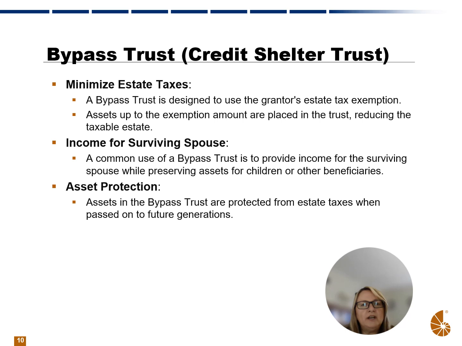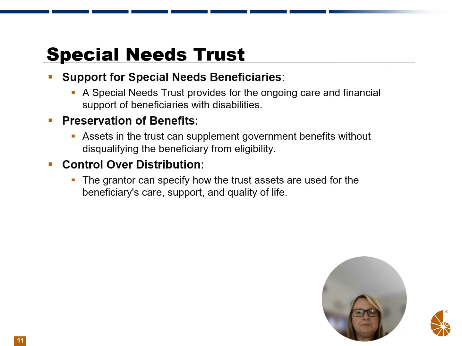A bypass trust or credit shelter trust helps to minimize estate taxes. It uses the grantor's estate tax exemption, and assets up to that exemption amount are placed in the trust, which reduces the taxable estate. A common use for this type of trust is to provide income for the surviving spouse while preserving assets for children or other beneficiaries. And those assets in the bypass trust are protected from estate taxes and passed on to future generations.